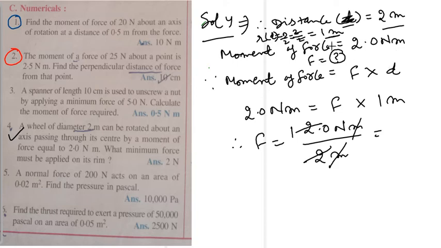D is equal to radius, right? So here it would go below and it would become 1 meter. So this meter cancelled, and this 2 would not be cancelled, 2.0. So here Newton is remaining, so that is the force. Our answer would be 2 Newton, right? So this was question number 4.